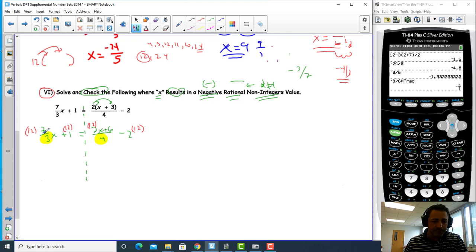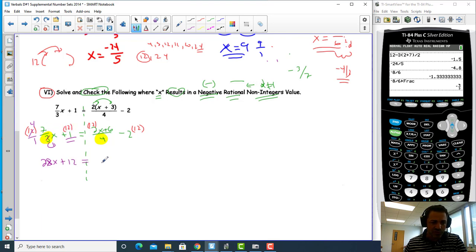12 times 7 is 84, and you could divide 84 by 3 and then multiply by x, and that would be correct. But I prefer to simplify before I multiply. I prefer to divide 3 into itself once and into 12 4 times. And I'm left with 4 times 7 times x, which is 28x. It's technically divided by 1, but I'm not going to show that because anything divided by 1 is itself.